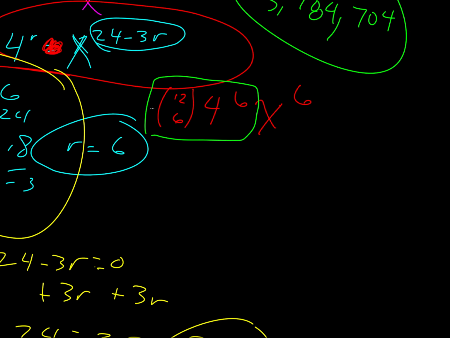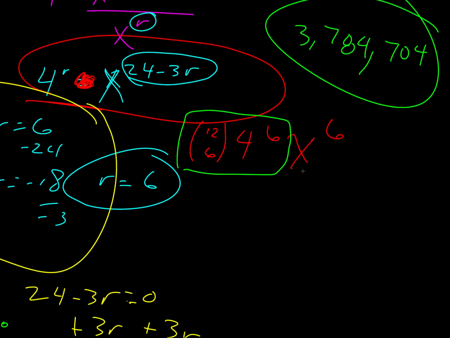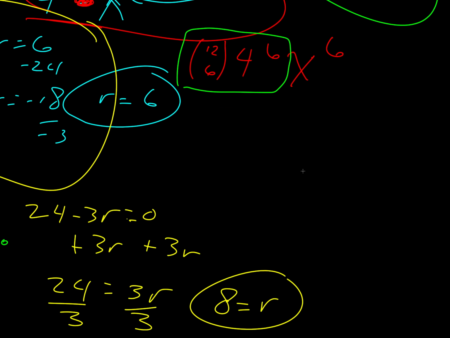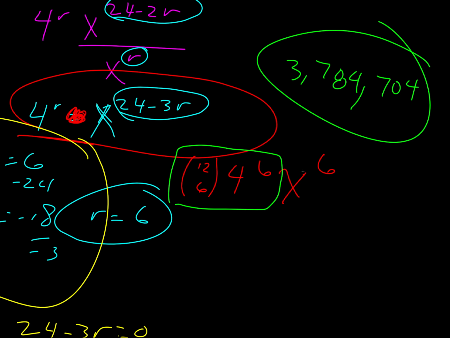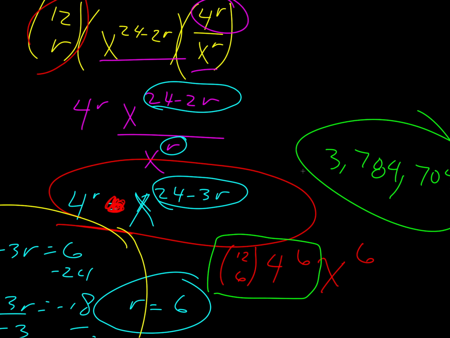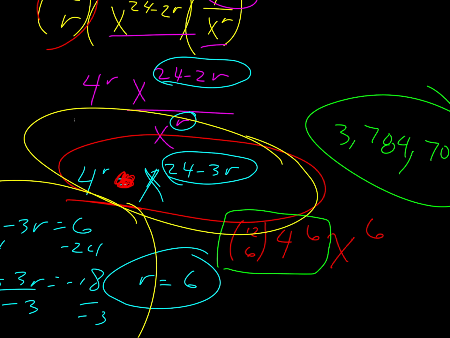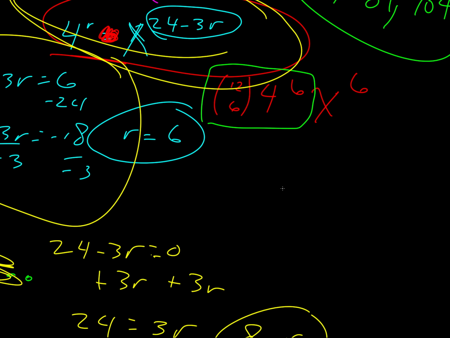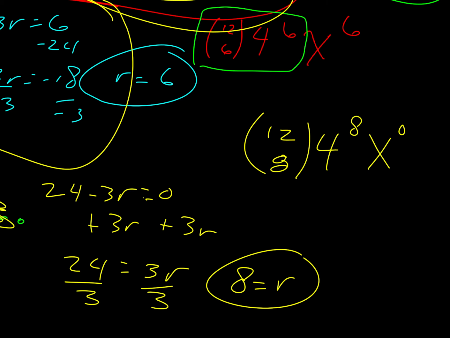Then we're going to come back up to this, but those 6's are now going to be 8's. Well, not all of them. But let's see, where are we? Once again, we're going to use this mixed with this thing. So we have 12 over 8, and then we're going to have 4 raised to the 8, and then x to the 0. Once again, we just want the coefficient.